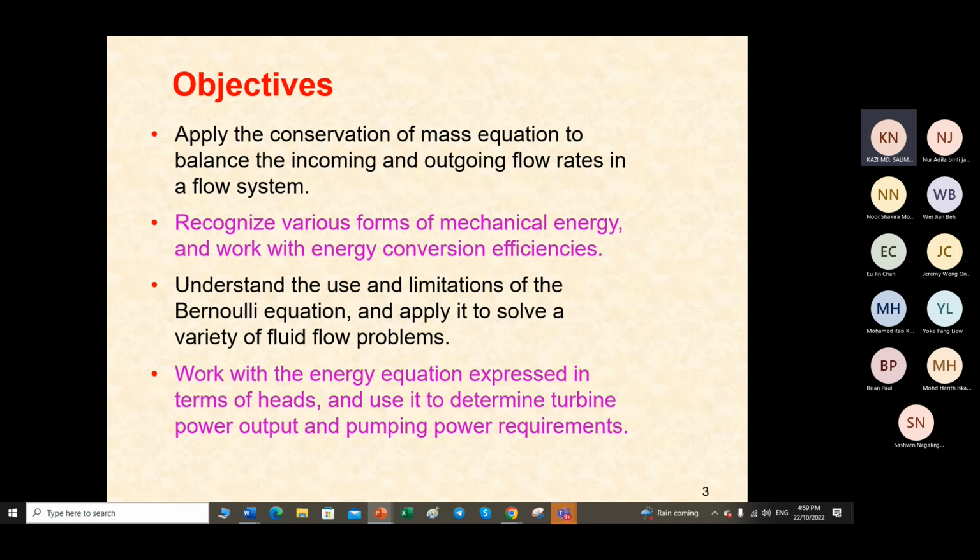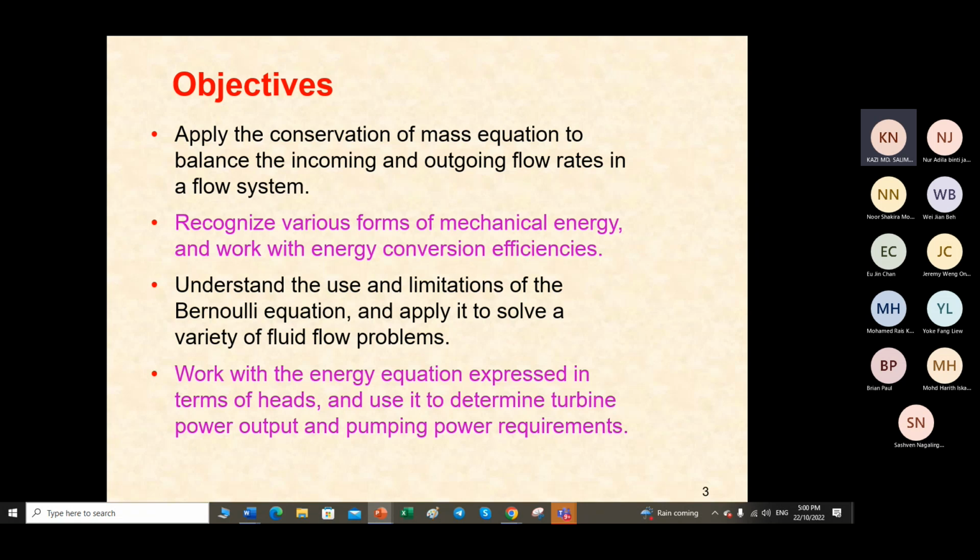And then, you already know this, but we recollect the Bernoulli's equation and apply it for solving a variety of fluid flow problems, and to work with the energy equation expressed in terms of head. So there is the hydraulic energy level, and the total energy level, meaning the kinetic energy level and the hydraulic energy level together.